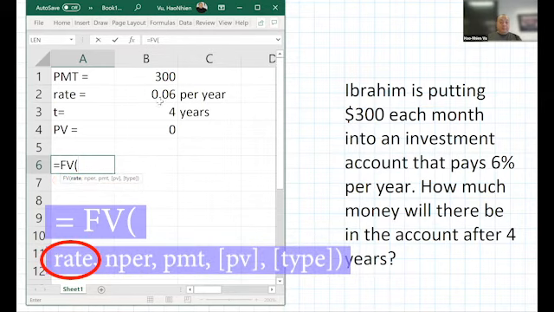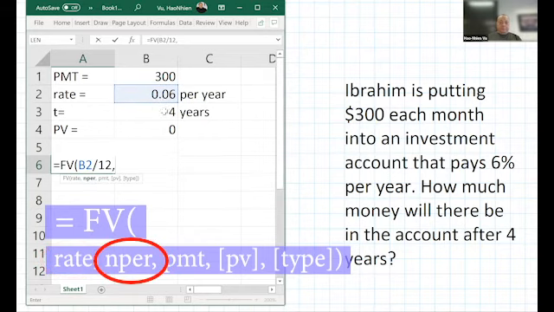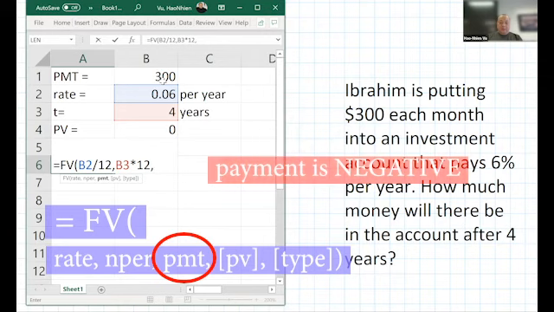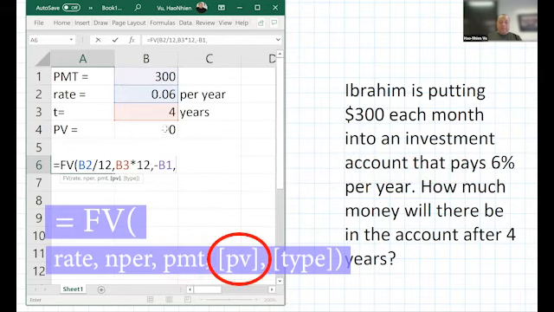First variable is the rate, so it's this, divide by 12. Number of periods is 4 years, but because it's monthly, I need to multiply that by 12, comma. Payment is 300, but again, because it's paying out, I'm putting a minus 300, minus of the B1, comma, the present value is default to a 0. So I can either put in the 0 here or I just let it default.